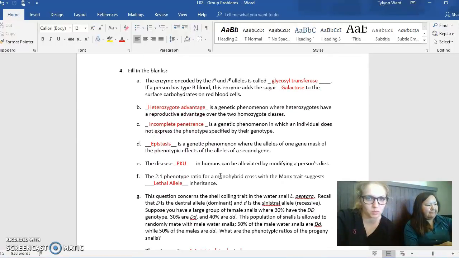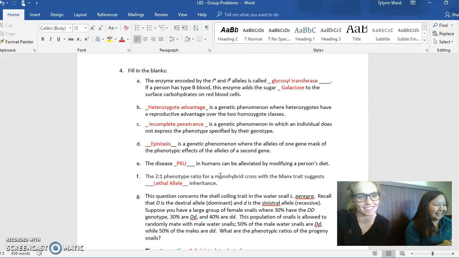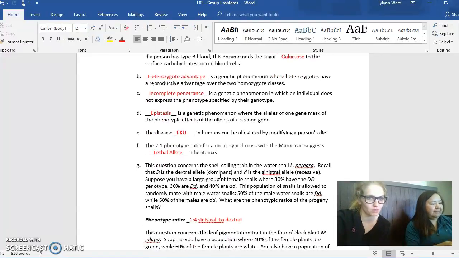Okay, number 4 is fill in the blanks. And so this one was pretty easy. You just take it off of the readings. So the enzyme encoded by A and B alleles is called glycosyltransferase. If a person has blood type B, they're going to have galactose, sugar carbohydrates, on blood cells. I just went over that in organic chemistry. Really? Yeah. B is heterozygote advantage, C is incomplete penetrance, D is epistasis, E is PKU, F is lethal allele.